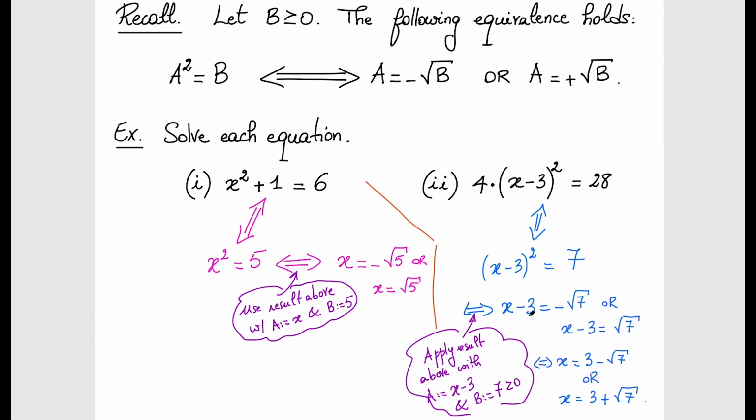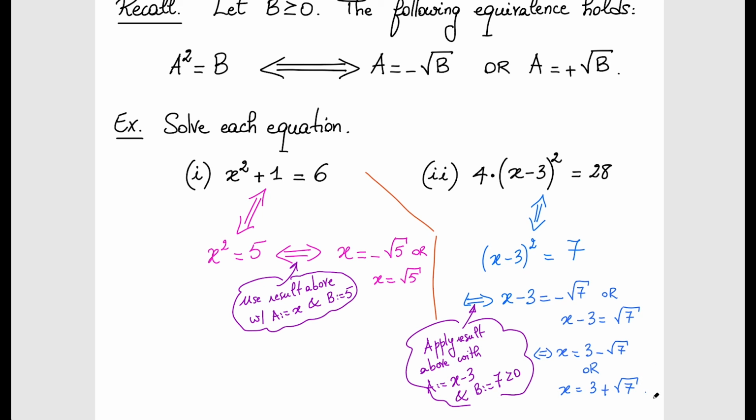Correct? For this one, if you add 3, this side becomes x, this side becomes minus square root of 7 plus 3. Minus square root of 7 plus 3 is 3 minus square root of 7. Same thing. And similarly here, if you add 3, you get x, and you get square root of 7 plus 3, and square root of 7 plus 3 is 3 plus square root of 7. So still we get this one. Alright, so this completes this section.